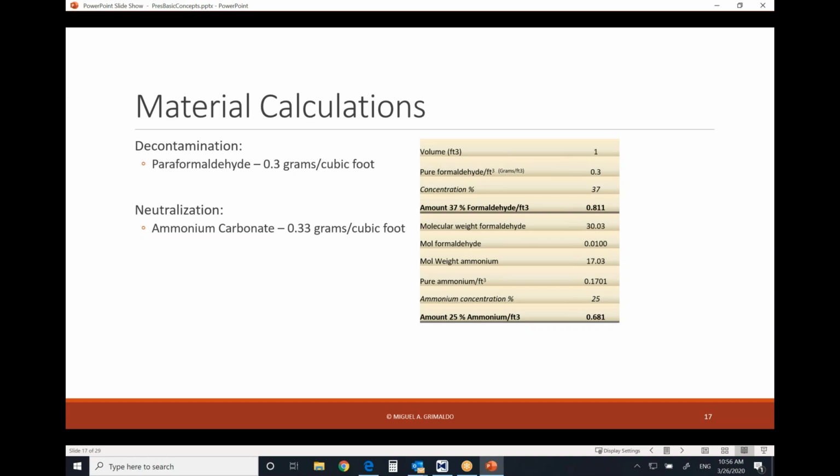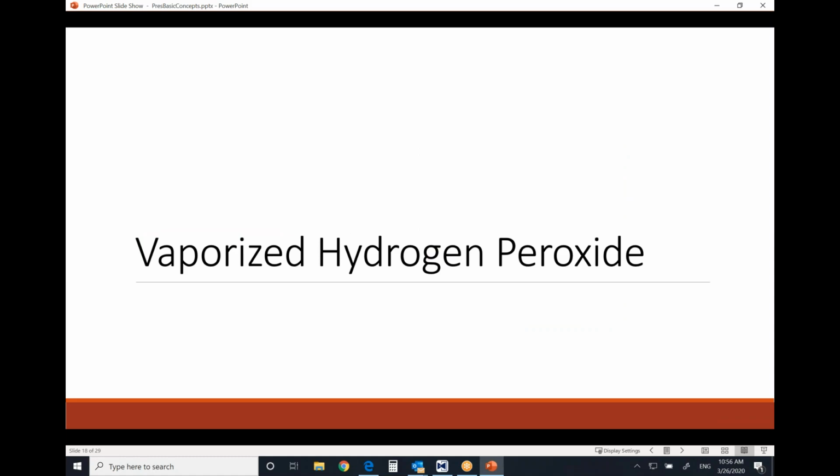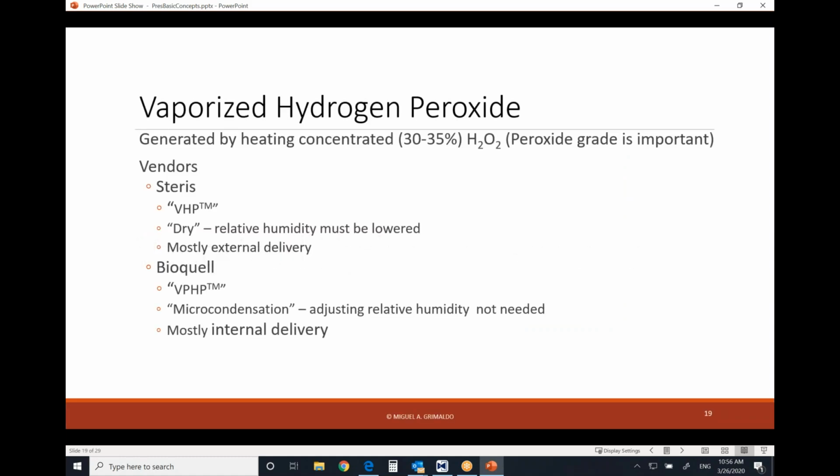Another technology that is used is vaporized hydrogen peroxide. Like I said, it is a vapor. There are two major vendors. One is Steris, which produces a more dry process, and the other is Bioquell, an English company, which provides a more humid type of vapor, but also kills by microcondensation. At the end, both inactivate by microcondensation when the peroxide touches the surface. They start with a 30 to 35% peroxide solution. That's what is used for this piece of equipment.